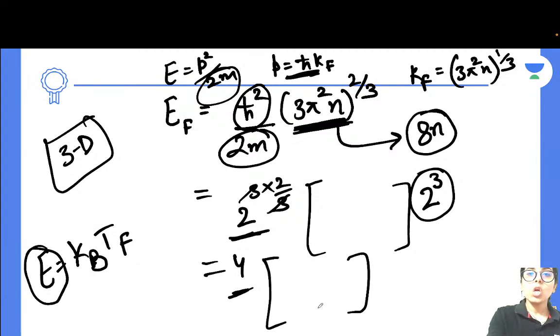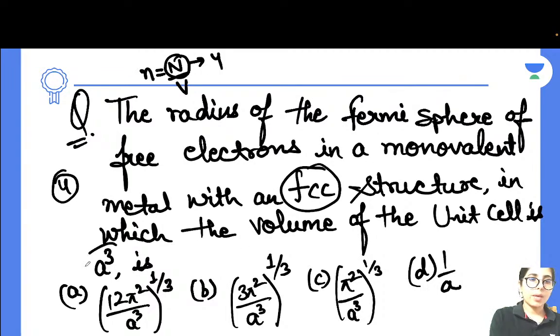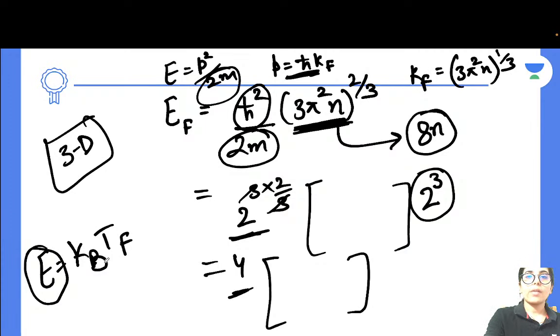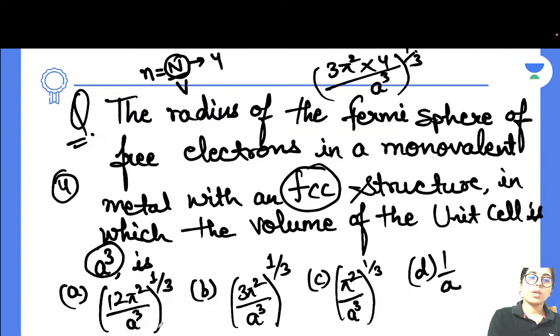Done? So once you have 3 pi square n to the power 1 by 3, the effective number of atoms you already know, and n represents the number density, which is N over V. So N is 4, right? And V is A cube as mentioned in the question. So now you have 3 pi square N over V to the power 1 by 3. So 3 pi square times 4 over V, which is A cube, to the power 1 by 3, which is going to be 12 pi square over A cube to the power 1 by 3. This is how you consider option A to be the correct one.